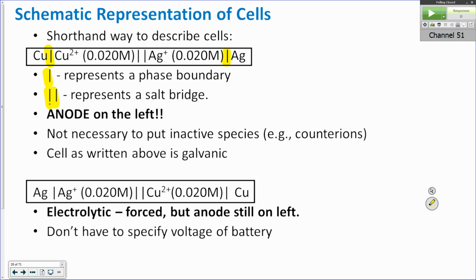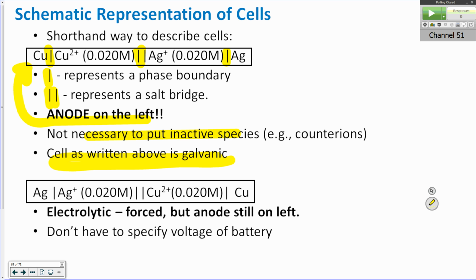The double dashes represent a salt bridge. So it's your separation of your anode and cathode. So you got those 2 things pulled apart. And here's the key thing: you always put the anode on the left. That means the cathode's going to be on the right. If it's an inactive species, like a counterion that serves no purpose in the electrochemical reaction other than charge balance, we don't describe it. And the cell as written is galvanic. And the reason I know it's galvanic is it occurs spontaneously.